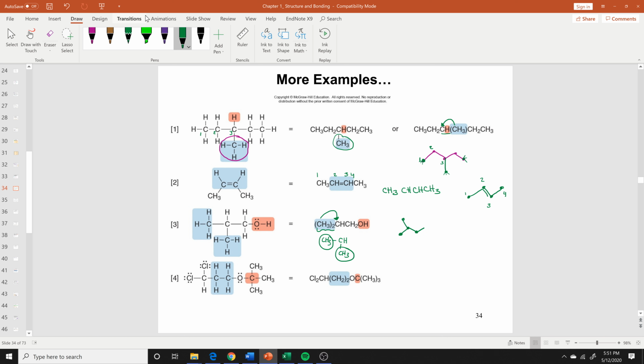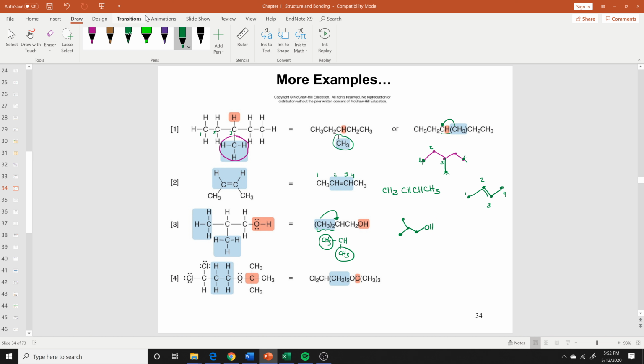This is a carbon, so this is my CH. This carbon is a CH2, this is my CH2, and then here I do have an OH. This is how I draw the skeletal form for it.